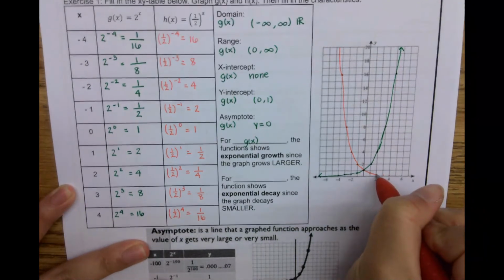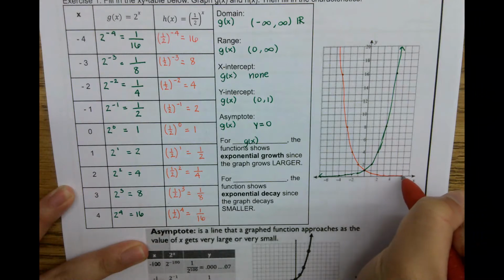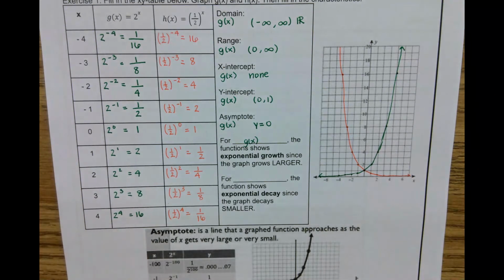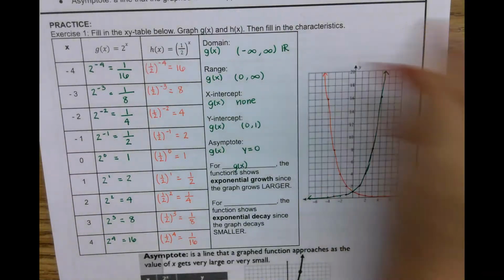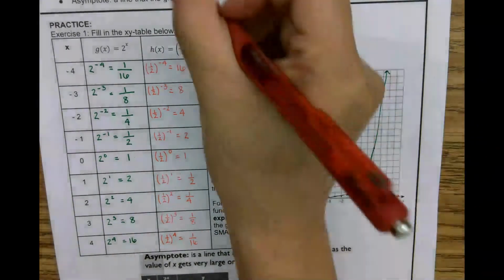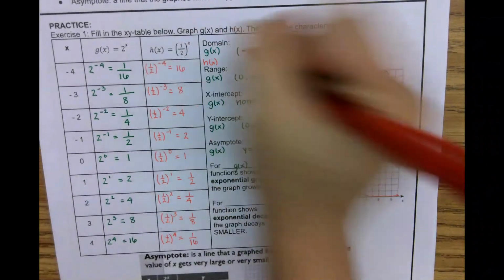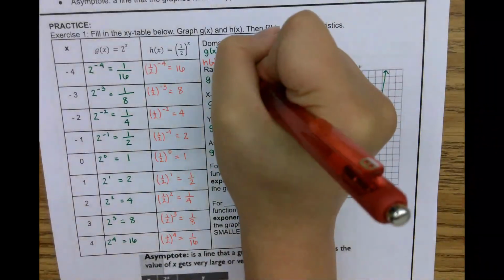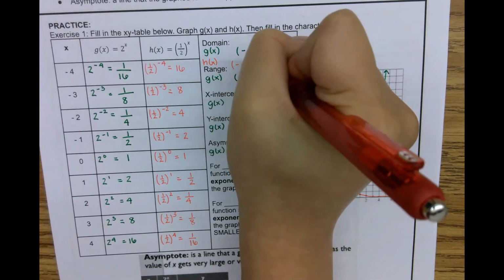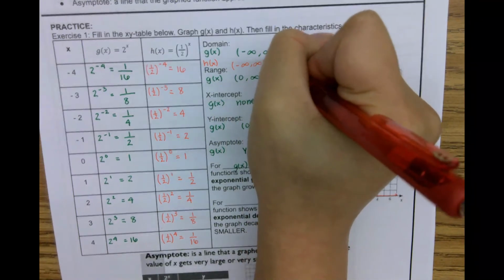And then here it's going to get closer and closer, but never actually touch it. Okay? So let's look at domain and range. Here, the domain for h of x, as you can see, goes to the left forever and to the right forever, nothing is stopping it. So it's negative infinity to infinity, also all real numbers.